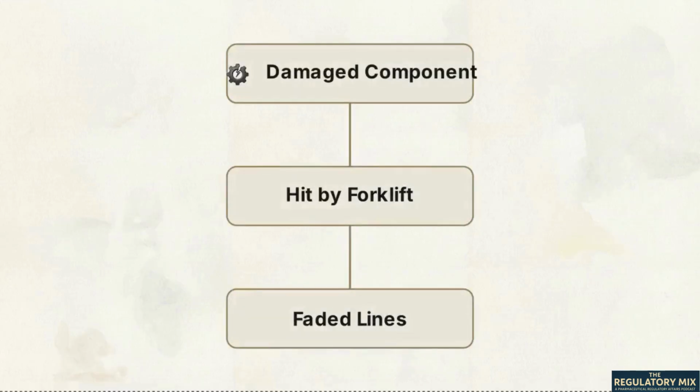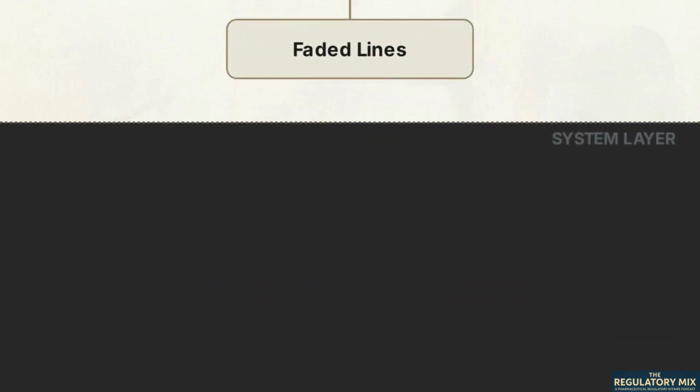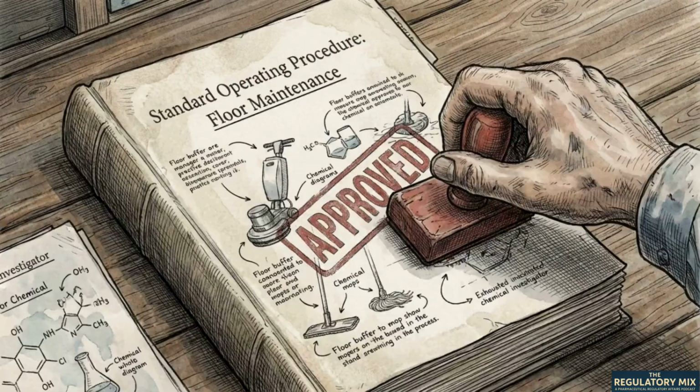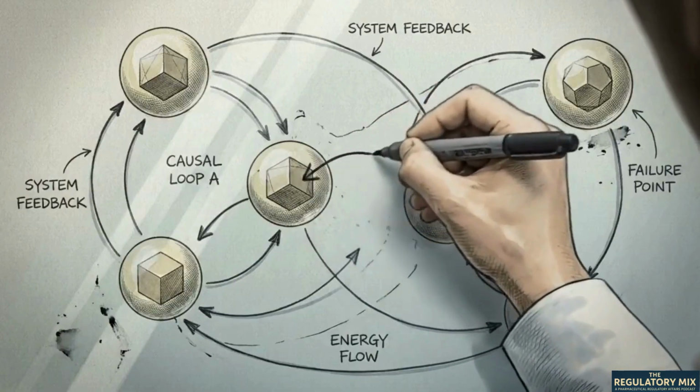The final tier is the system cause. This is the latent policy or procedure failure allowing the physical chain to occur. The organization has no scheduled process for maintaining lines. True root cause analysis only occurs when the investigation reaches this foundational layer and forces a permanent change in organizational behavior. Failures rarely exist in linear isolation.